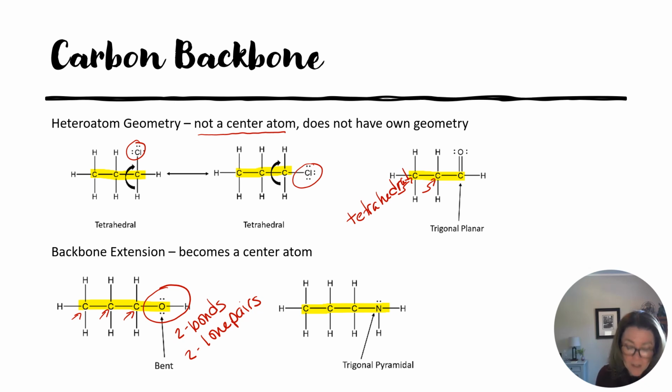Okay, my last molecule here, again, these carbon atoms are all tetrahedral. They have 4 unique bonding sites. Again, that gives it that tetrahedral shape. My nitrogen is part of that backbone, and it is a center atom. Here, this nitrogen has 3 bonds and 1 lone pair, and so that makes it trigonal pyramidal, so just like the ammonia.